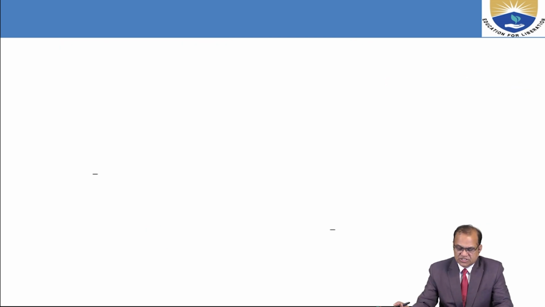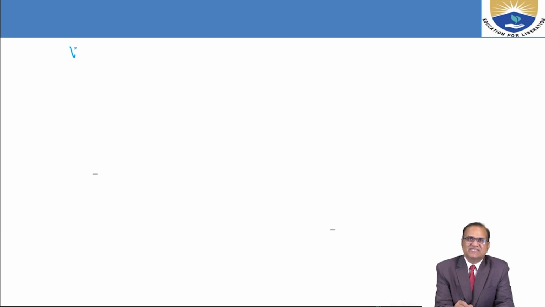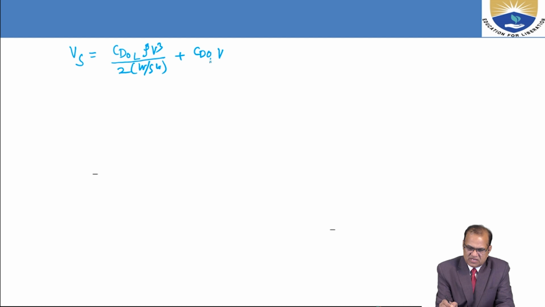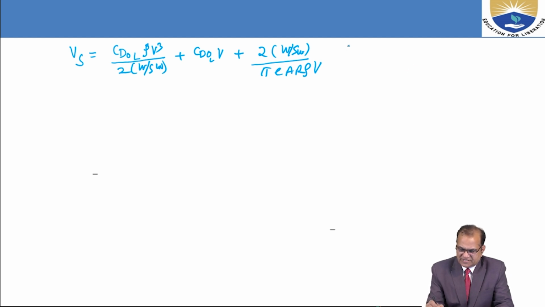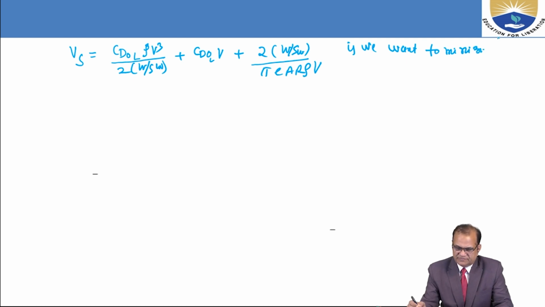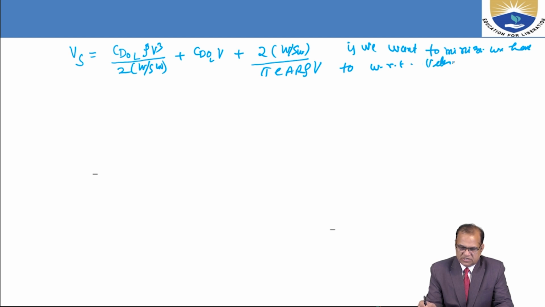Now we have to find out the sink speed, denoted by Vs. This Vs is equal to CD naught L rho V cube divided by 2 W by SW plus CD naught plus 2 W by SW divided by pi E aspect ratio rho into V. If we want to minimize, we have to differentiate with respect to velocity V.